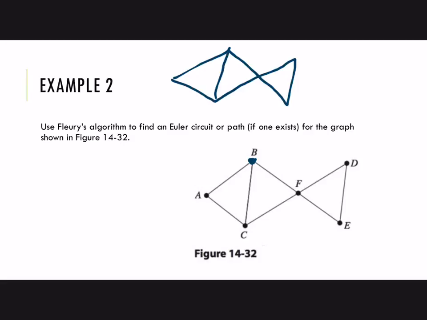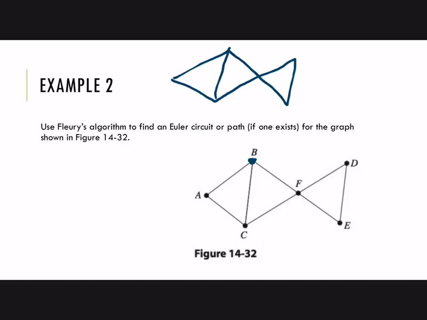Okay, and if I were to remove AB, then my graph is still connected, the part that's left. So I could choose that. If I remove BC, the graph is still connected, that looks good. And if I remove BF, the graph is still connected. So in this case, it doesn't matter. You can choose any edge to begin.